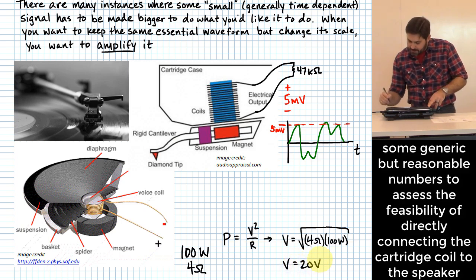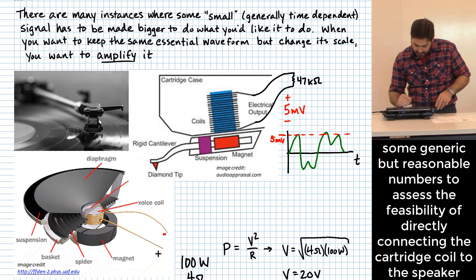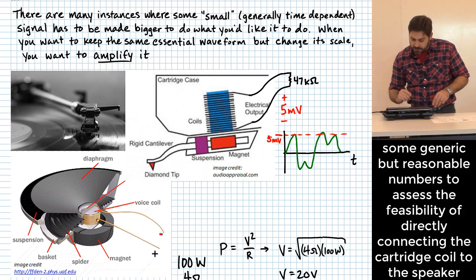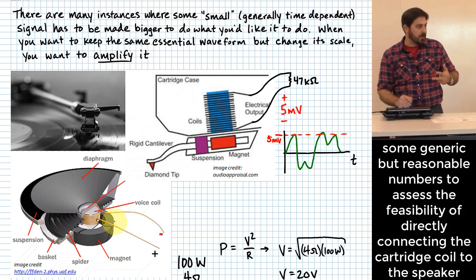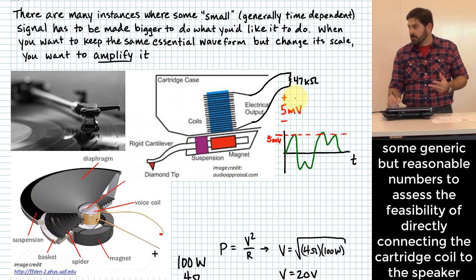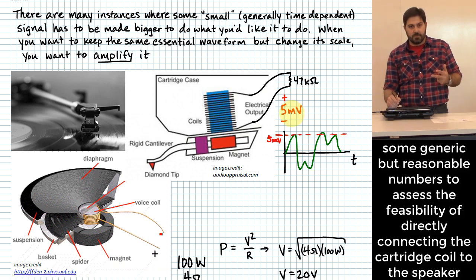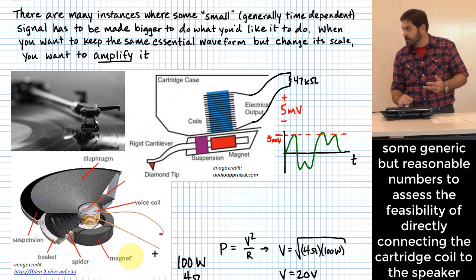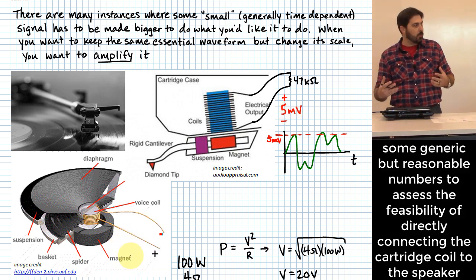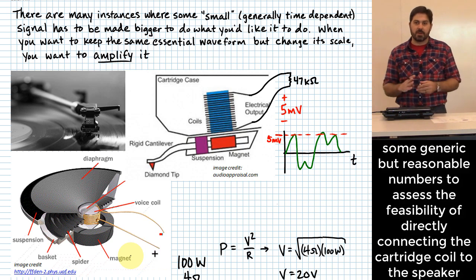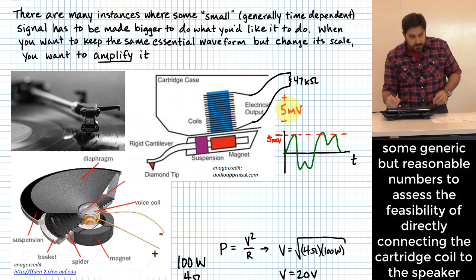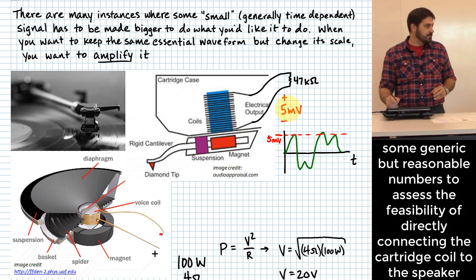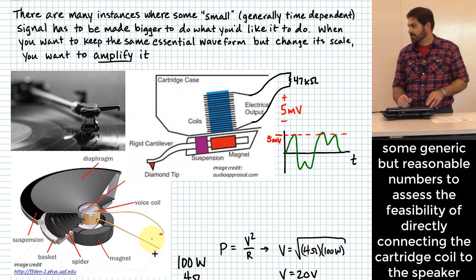Now, this creates the first place where you might have a little bit of concern about what we're trying to do by hooking the wires straight from the coil of the cartridge up to the speaker. We're getting how many volts out of the cartridge? 5 millivolts. And for these parameters to work for this speaker, if it's a 100-watt speaker and about a 4 ohm impedance, that means we're probably driving it with roughly 20 volts or so. 5 thousandths of a volt to 20 volts. Okay, now here's the thing.